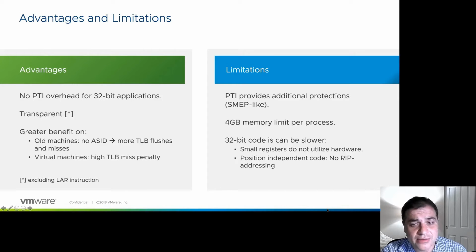In addition, our solution is very beneficial for virtual machines, where each TLB miss is more expensive as each virtual address of the virtual machine goes through two translations. But admittedly, this solution has several limitations.